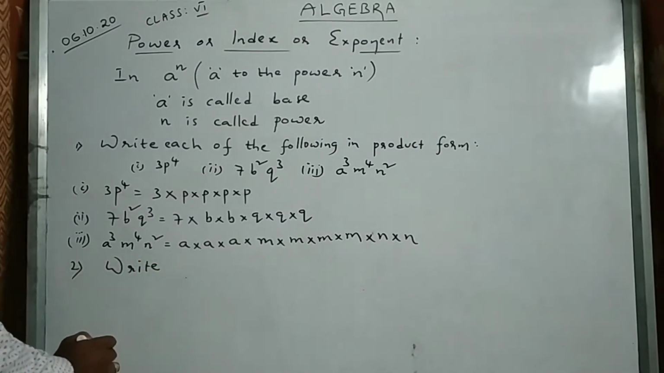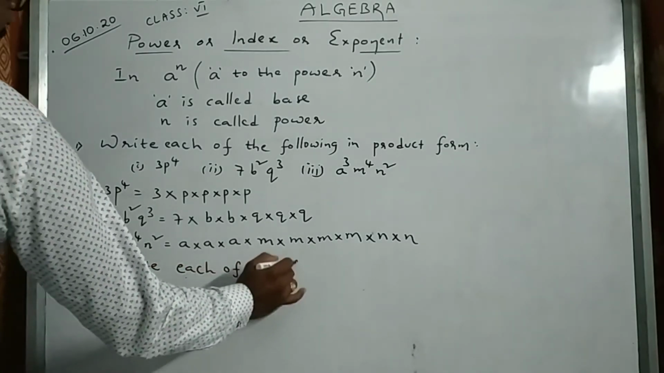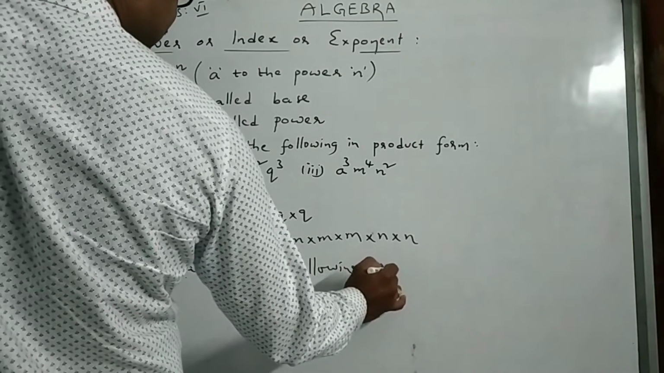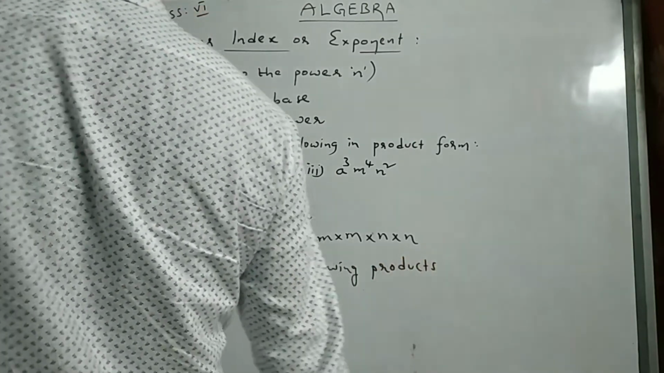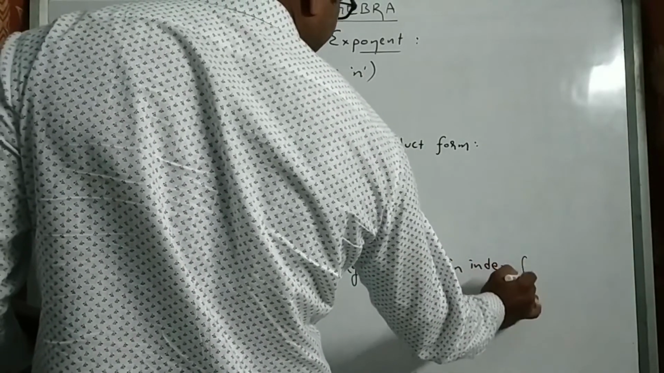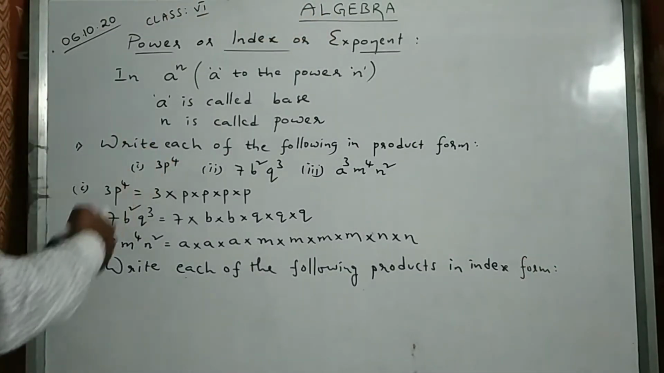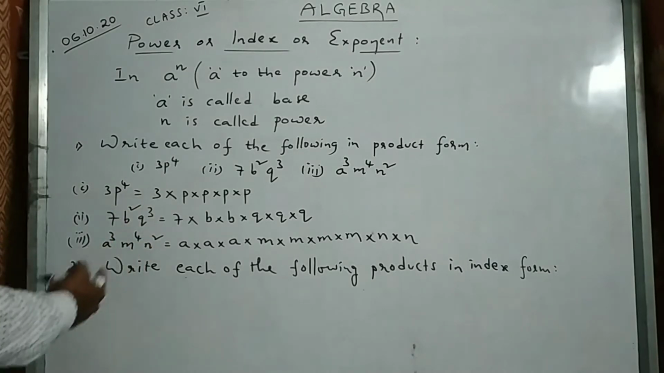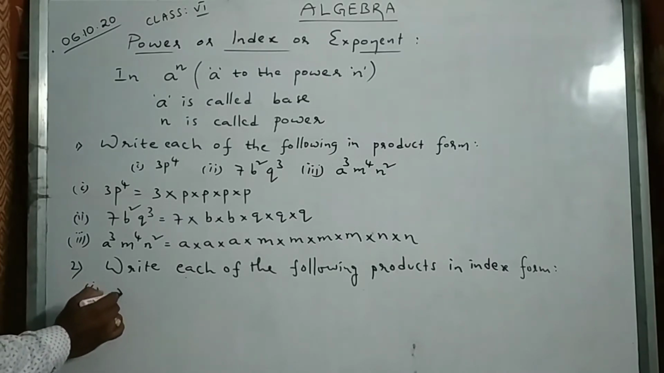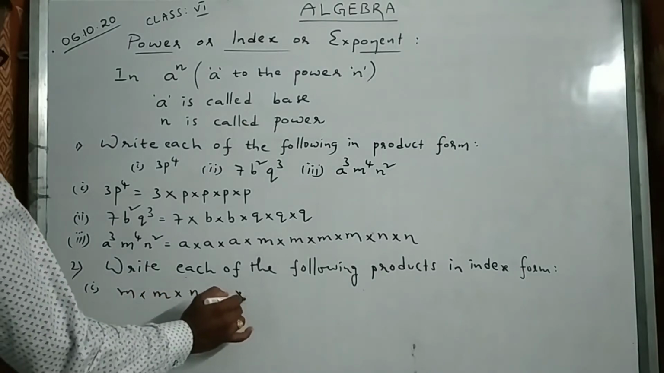Similarly, if they are given in the product form, write each of the following products in index form. In the before problem, they gave in index form, we wrote them in expanded form. Now they are giving in expanded form, like m into m into n into n into n.